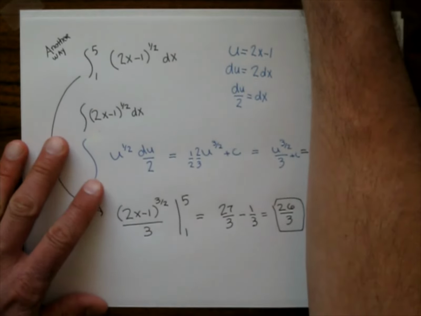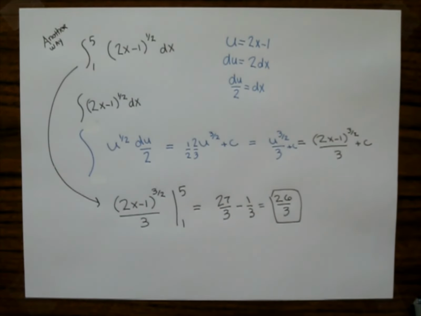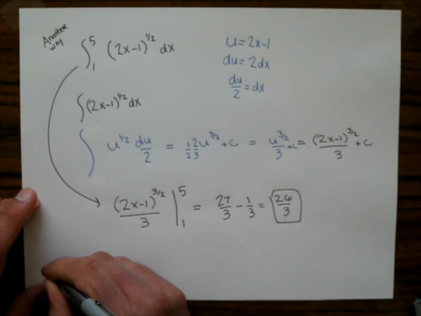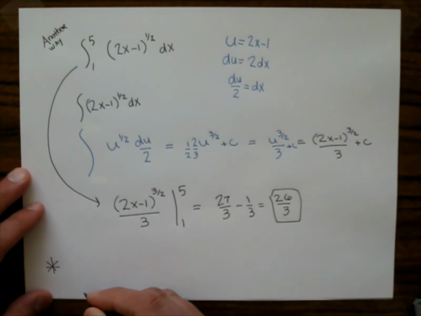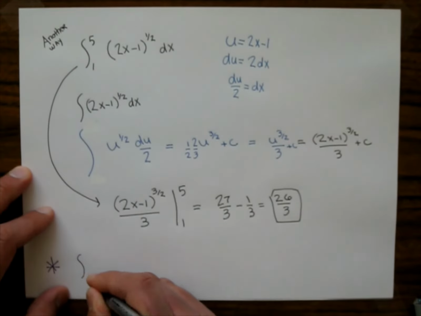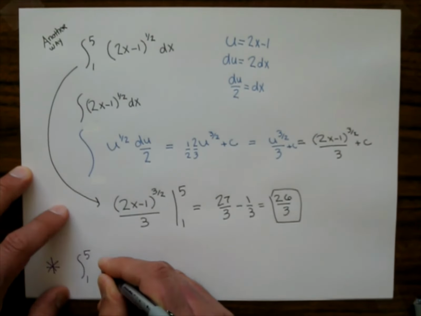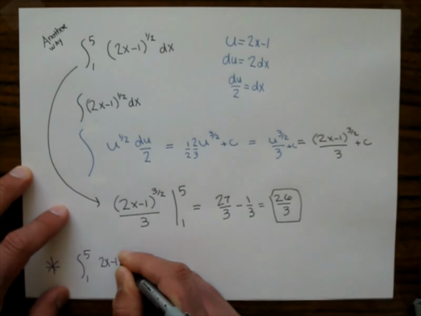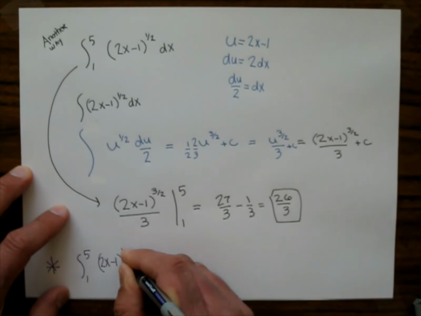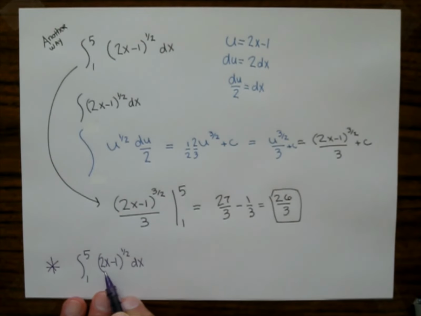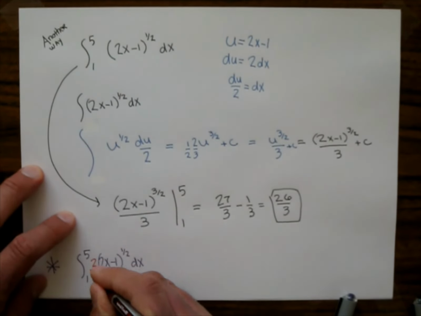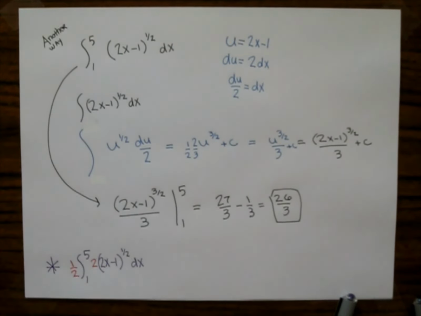So let's go ahead and do the worst thing that we could possibly do in a math lecture and do this problem again. You're saying, well, why are you doing it again? I will eyeball this one. So look at this. From 1 to 5, 2x minus 1 to the 1/2 dx. I know I'm going to eyeball this, and the derivative of the thing in the parentheses is 2. I need a 2 right here. I'm going to balance the books by putting a 1/2 there.